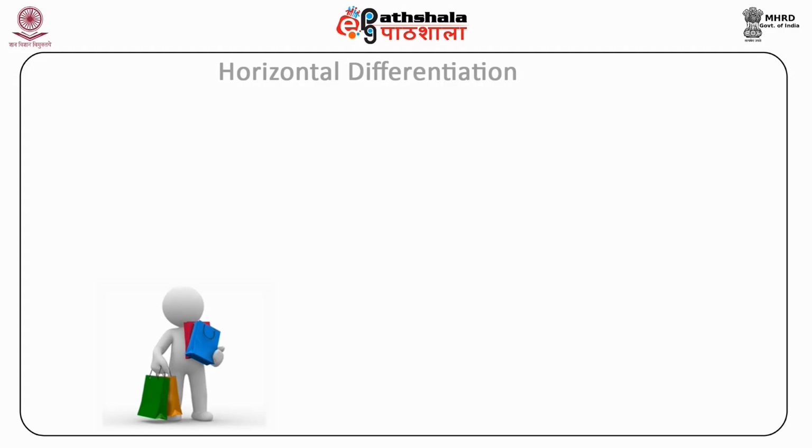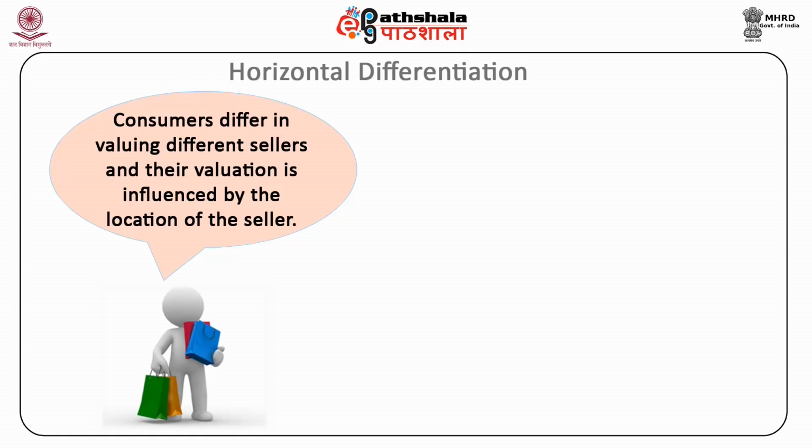This is because the travel cost to visit that seller is lower than the cost of traveling to the other seller, given that the prices of the two products are identical. Even though the two sellers sell products which are identical, consumers do not see them as the same. Consumers differ in valuing the sellers, and their decision on valuing the sellers is largely influenced by the location of the seller.